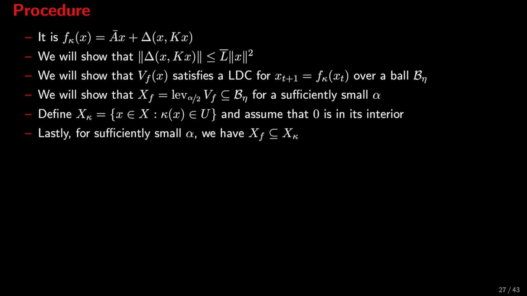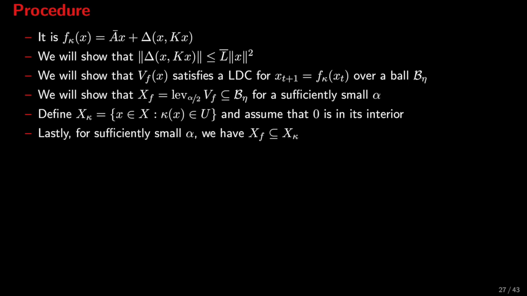Afterwards, we will be able to show that Vf, as we defined it previously, satisfies a Lyapunov decrease condition for the closed loop system x_{t+1} = f(κ(x_t)), and it satisfies such a Lyapunov decrease condition over a ball of radius η for some appropriate η. And afterwards, we will show that it is possible to choose α sufficiently small to squeeze Xf inside that ball of radius η.